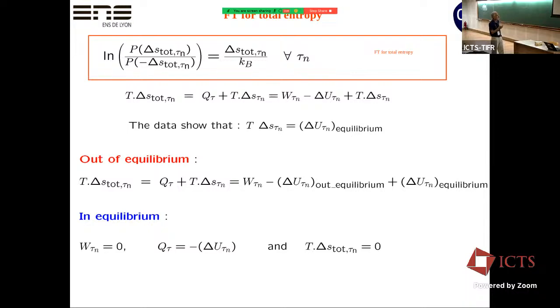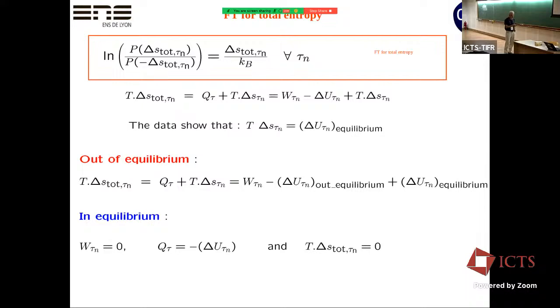There is another interesting property, because now I can write the Q of tau, the definition of the total entropy, like the difference of the work minus the internal energy, okay? And now you see that the trajectory dependent entropy in this case is just delta U at equilibrium. So why is this working, just playing by hand, without doing any theorem? You see that what I am doing in this case, thanks to the trajectory dependent entropy, is just subtracting from the out of equilibrium internal energy the part of the energy that comes from equilibrium, okay?